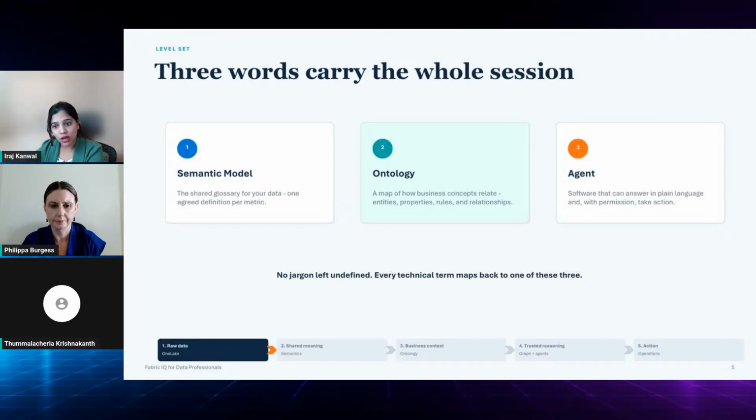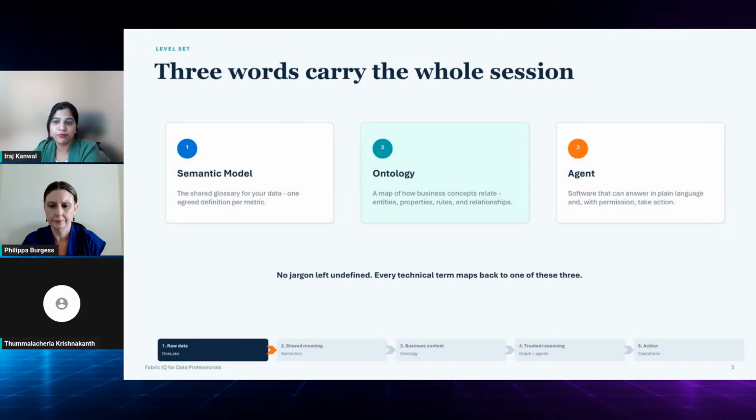Whereas an ontology is a structured map of your business meaning. It describes the real-world things that matter, for example, the customer, contract, product, facility, and so on. It also describes how those things relate. A sensor belongs to an asset, for example.